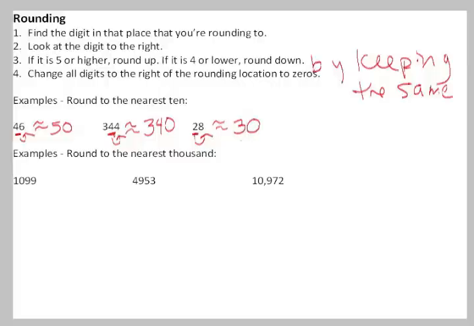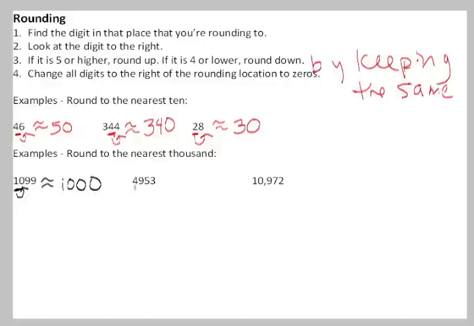Let's look at some more examples. In the next set of examples, we're going to round to the nearest 1,000. So first we need to find the thousands place. So in this first number, the 1 is in the thousands place. We look to the right and it's a 0. It's not 5 or above. So that means the 1 stays the same and everything after it becomes a 0. So 1,099 is closer to 1,000 than it is to 2,000.